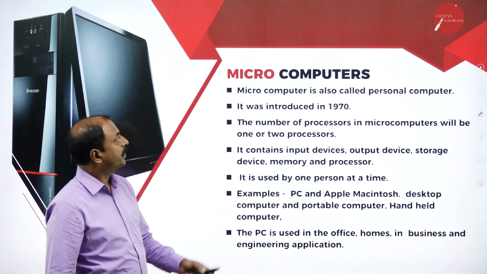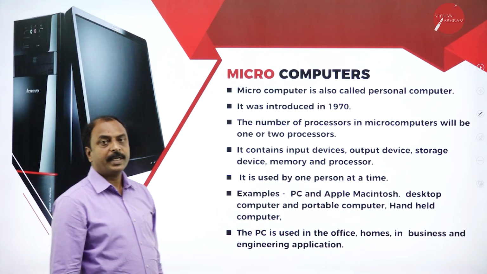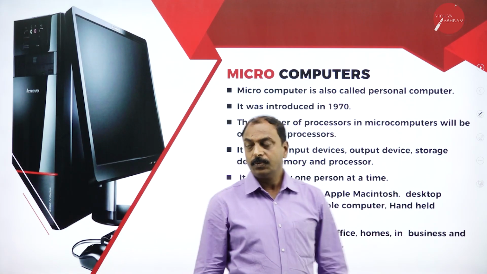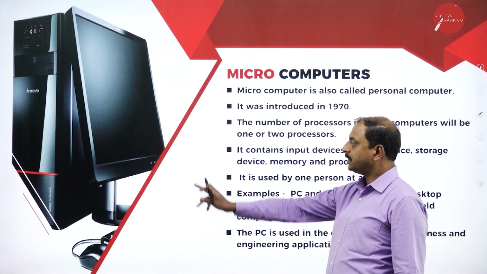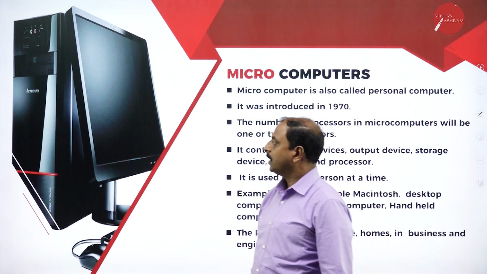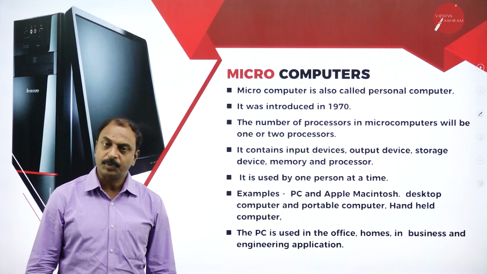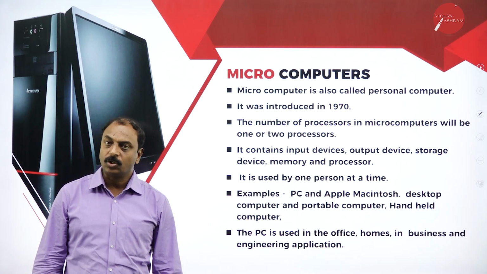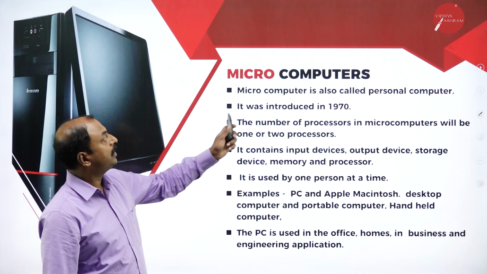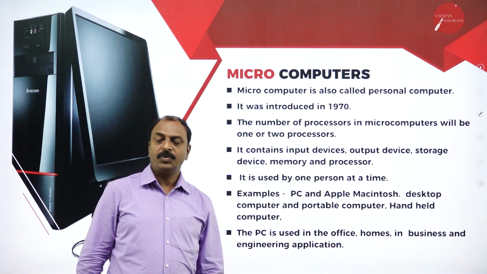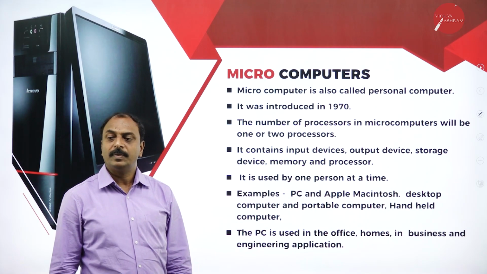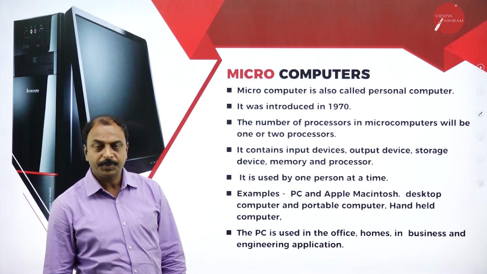Now let us see. The first type is microcomputers. Now you can see the pictures, image here. This is PC computer. Nowadays we are using computers. There's a laptop, PC, desktop. All these are examples for microcomputers. Now you know what are the features of present day microcomputers.